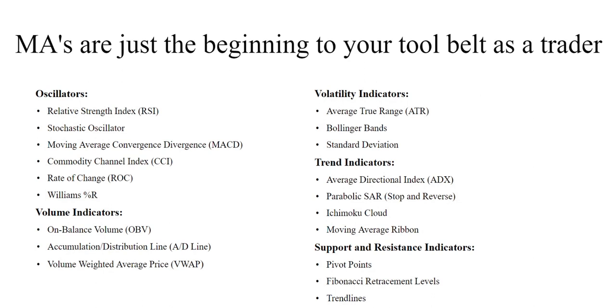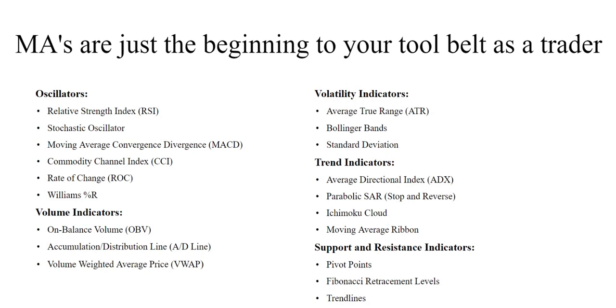As Rizzler talked about, we've got oscillators. We've got the relative strength index, the stochastic oscillator, moving average convergence divergence, the commodity channel index, the rate of change, and the Williams percent R, which I've never used, or the rate of change.